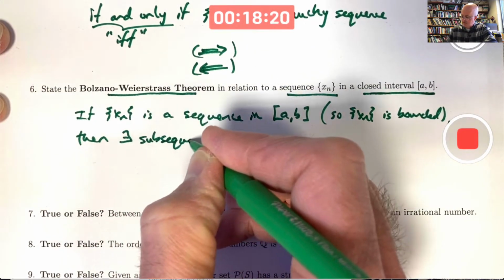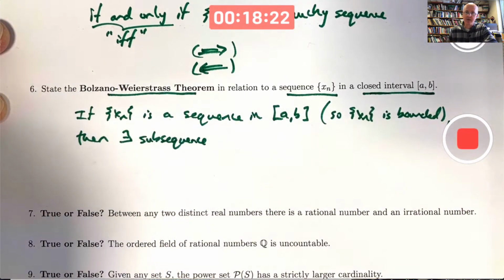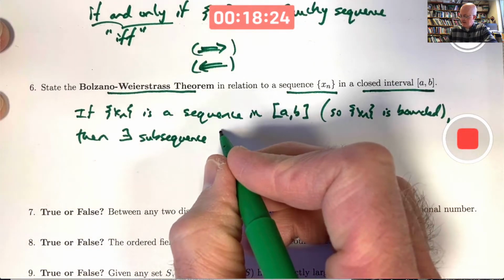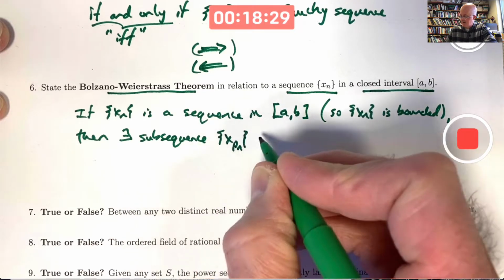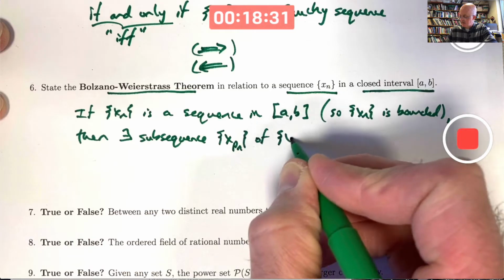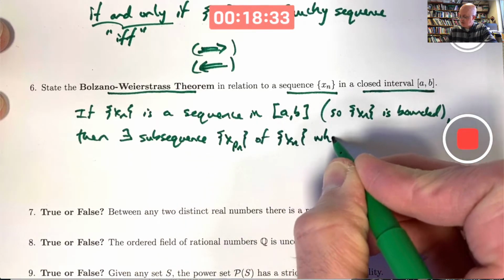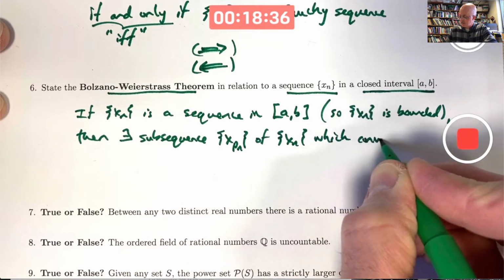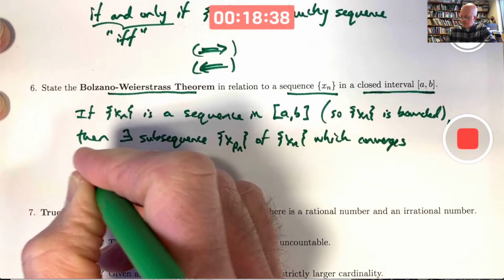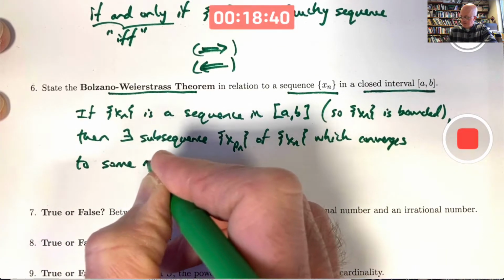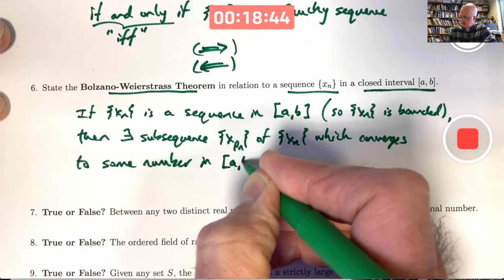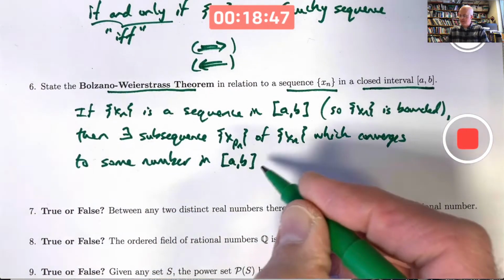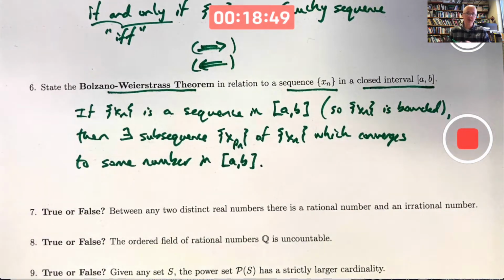I haven't defined what subsequence is. We'll talk about it intuitively here in a minute. X sub p sub n, say, of xn, which converges to some real number in this closed interval from a to b. Okay, xn itself may not converge, but it's got some subsequence that converges.